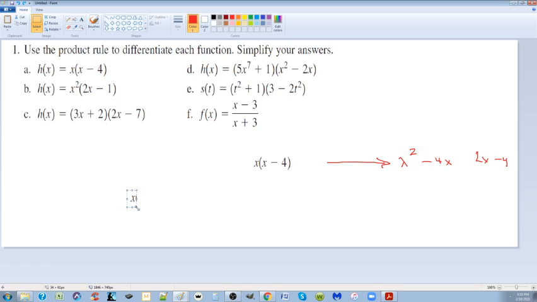Product rule says I'm going to find this function and multiply it by the derivative. I'm just going to mark that with that. And I'm going to add it to this function multiplied by the derivative of this. And I'm just going to put a dx over it. Okay? Well, what's the derivative of x minus 4? It's simply 1. And what's 1 times x? It's simply x. And what's the derivative of x here? Well, it's simply 1.